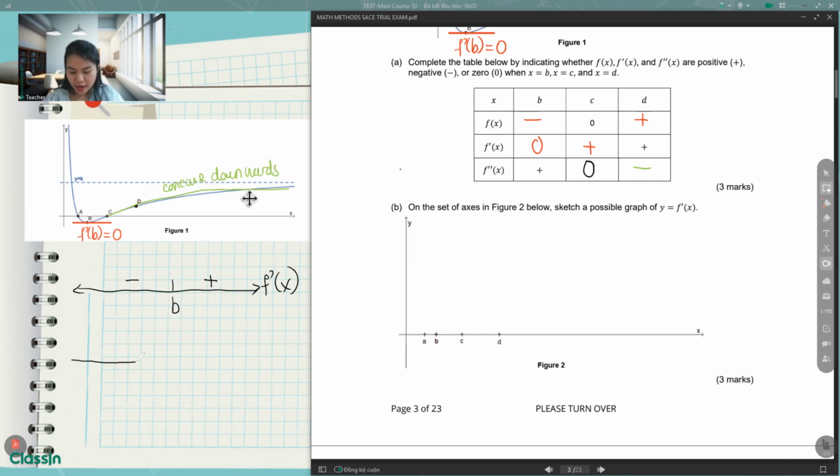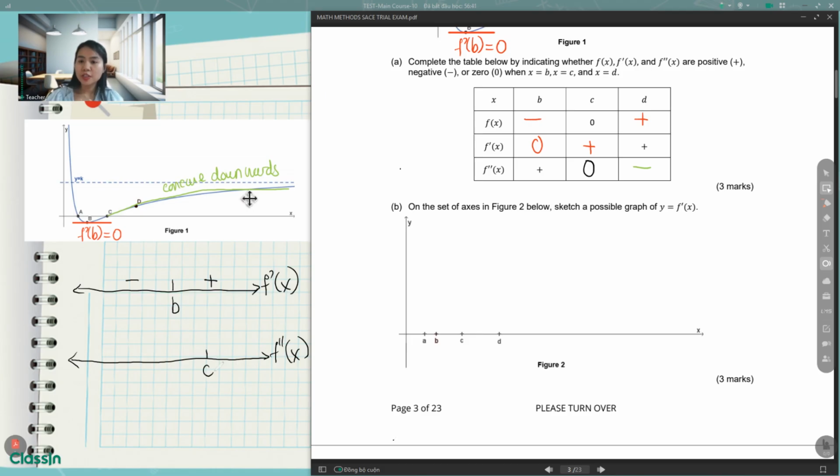How can we draw the sign diagram of the second derivative? On the second derivative sign diagram, we put the inflection point, the point where the second derivative is equal to 0. So in this question, point c is an inflection point. So please put x equal to c on the second derivative sign diagram. It is better that you align the first with the second derivative. So x equal to c is more than x equal to b. You draw c to the right of b.